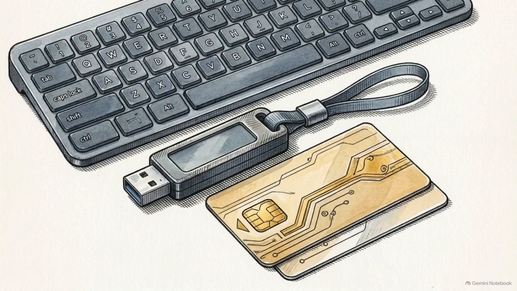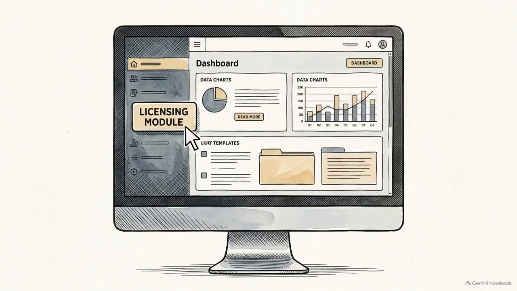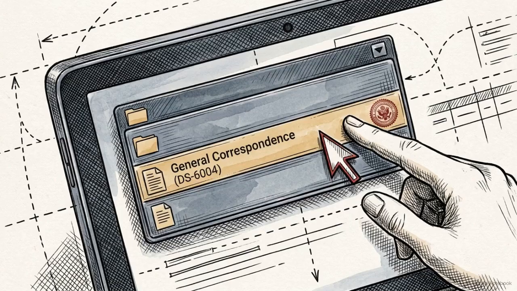To start the process, you need two things: an identity-verified DECCS login, and, if you're an empowered official submitting the request, a valid digital certificate. Log into your dashboard and navigate to the licensing module. From there, select the General Correspondence Request to open a new Form DS-6004.